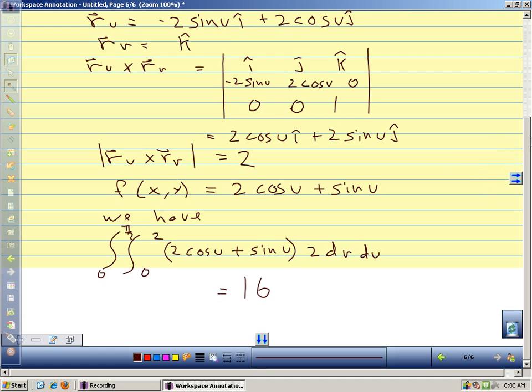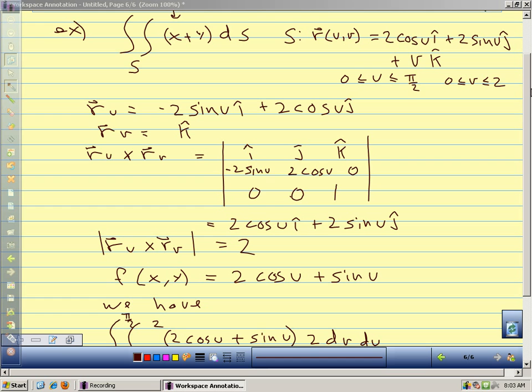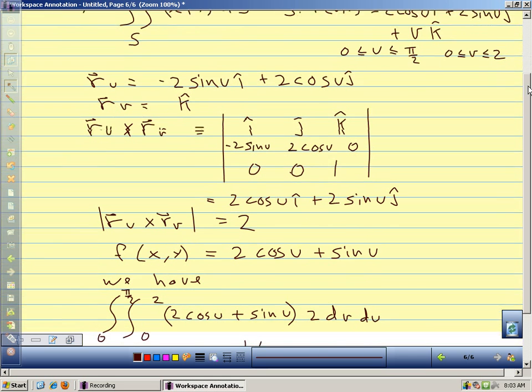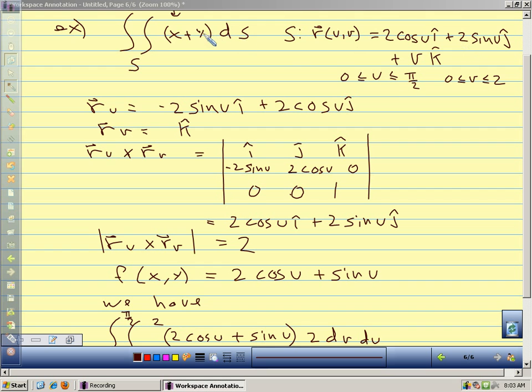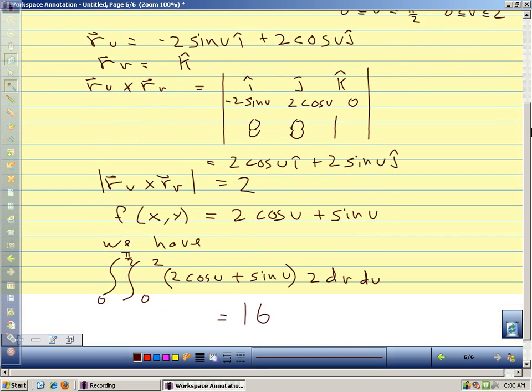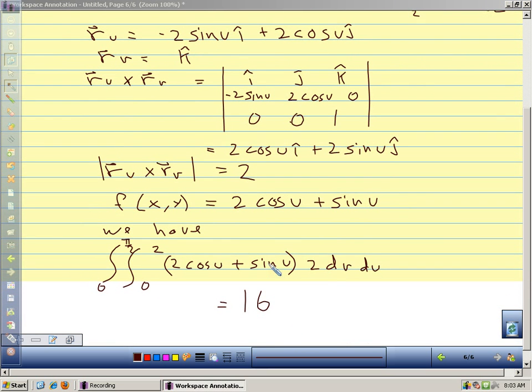So when we have a parametric surface, our procedure is to find the cross product of the first partials of our parametric surface and take the magnitude. The magnitude times du dv gives us our increment of area. Then we express our function in terms of our parameters, and then we integrate over the region in the UV plane.